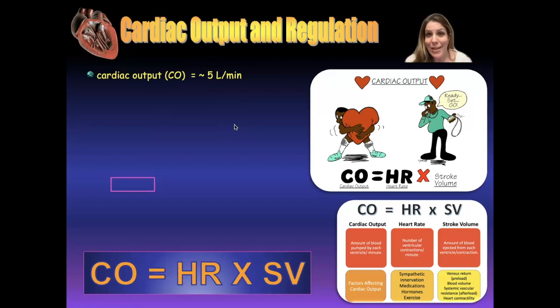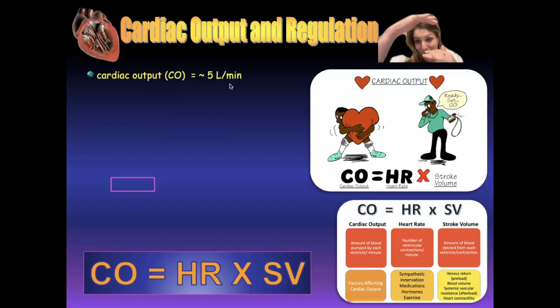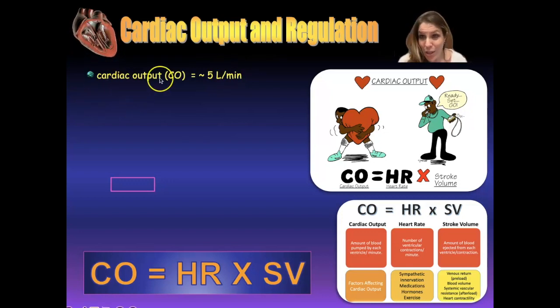So amazingly, every single minute, your body is producing and circulating about 5 liters of blood. So every minute, 5 liters of blood is going through your heart and going through your body. 5 liters per minute. That is amazing. You know, if you think how much a liter bottle is or a 2-liter soda bottle, you can figure more than twice that is going through your heart and your body every minute. So that's called your cardiac output, or CO.